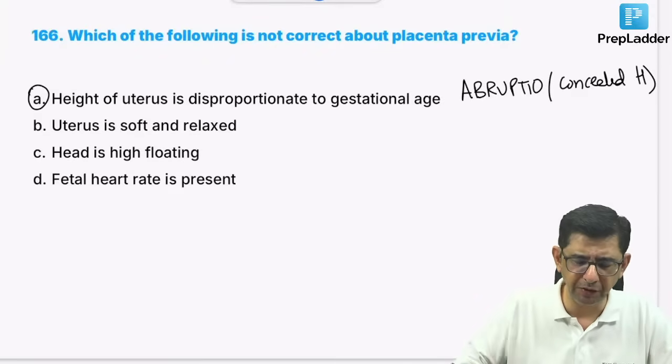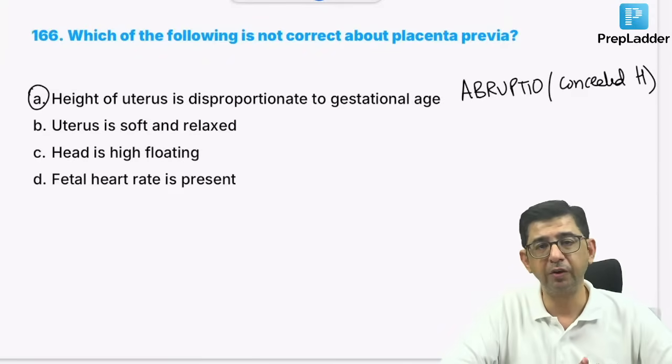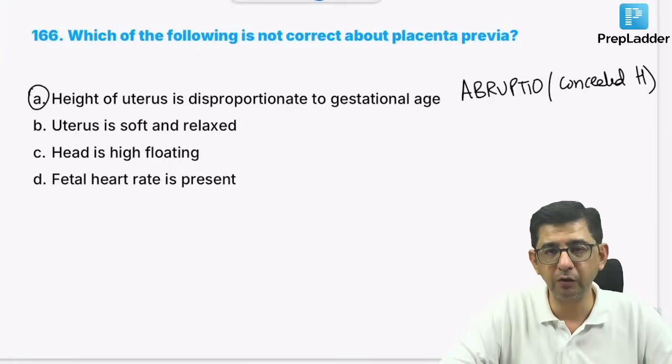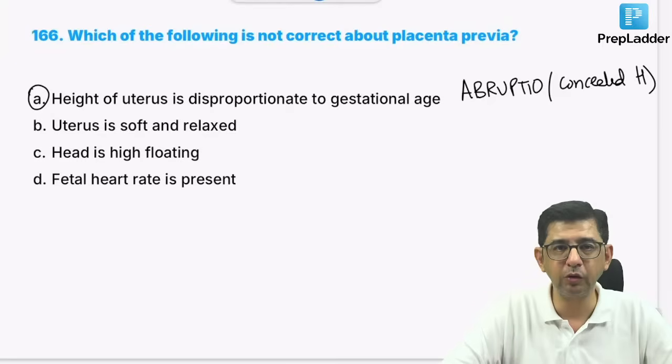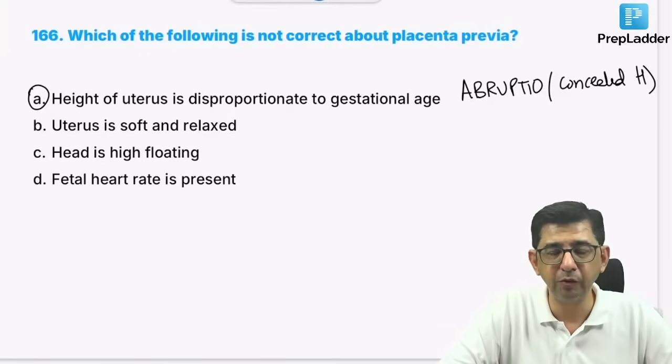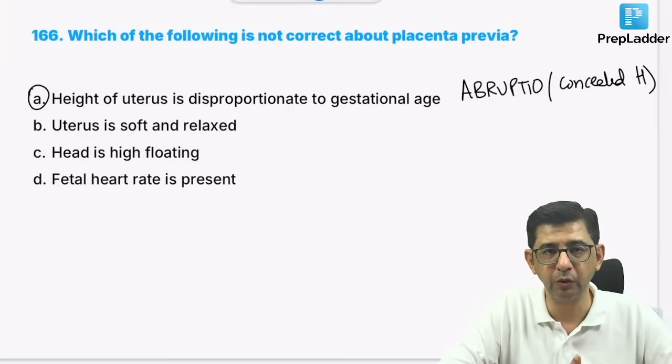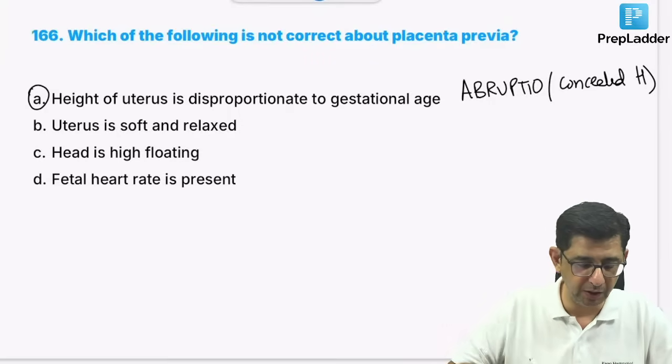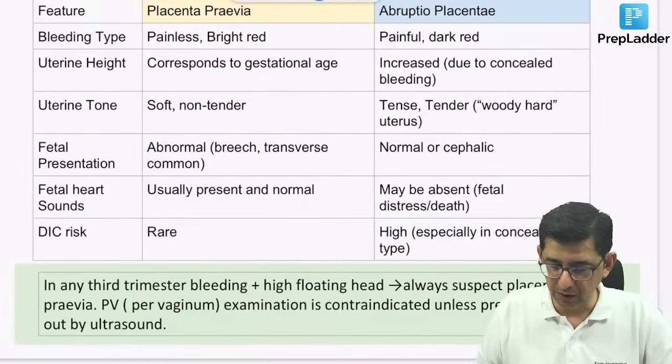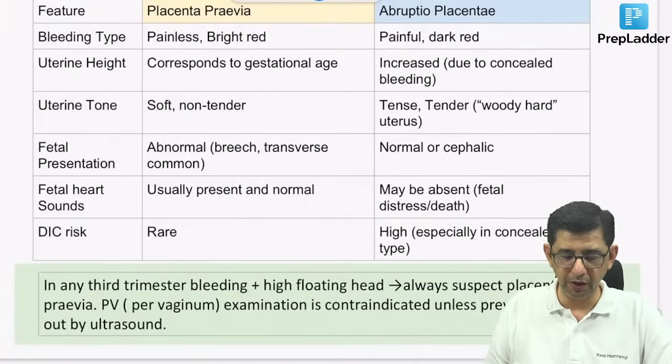Rest is fine. Fetal heart rate can be present in placenta previa. Not all placenta previas will contribute to death of the fetus immediately. Head is high floating, engagement is not occurring, because the placenta is inserted in the lower segment of the uterus, and the uterus would be soft. Yep, the correct answer in this case is option number A, and that there would be tender uterus present.